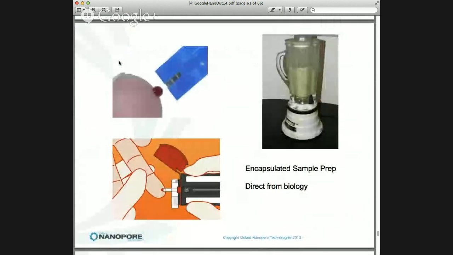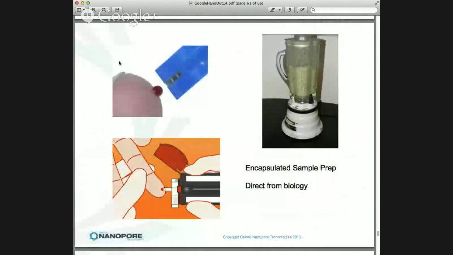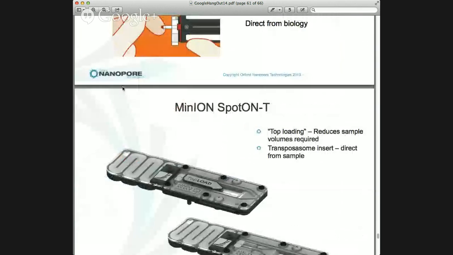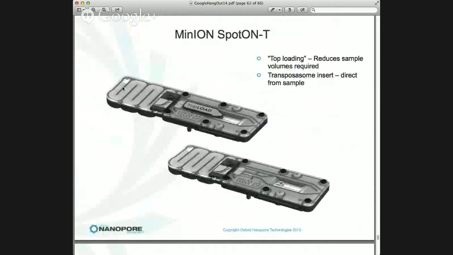Another key area of focus we're going to circle back to is sensing directly from biology. I'm very keen on this. To put the thing truly in the field, you can't have a lab. You have to just touch something to a sample and then be able to generate sequence data. So we're enabling that. And the first version of that is a system we call Spot-on-T, which looks like this.